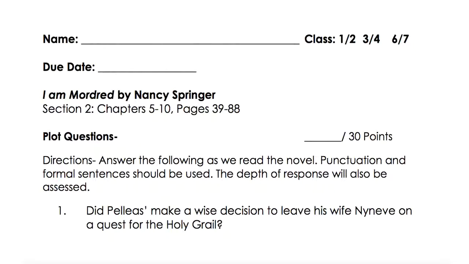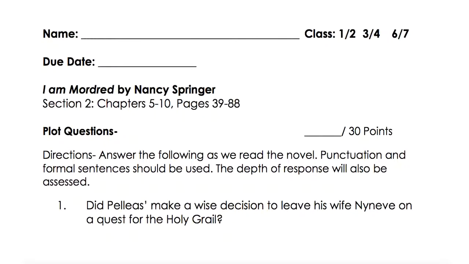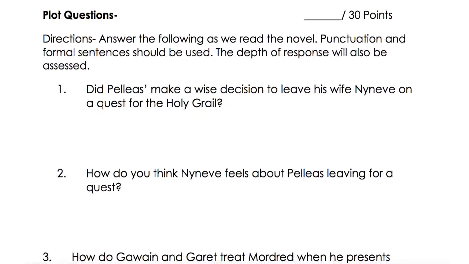Now, in this piece of our novel, we are introduced to some additional characters that will help to drive the plot of our story. In this case here, in the beginning of our plot questions, we have Peleus and Nineveh. And in this case here, Peleus leaves on a quest to find the Holy Grail. And we'll see later in the story whether or not he is successful. So Nineveh spends a lot of time with Mordred, and Mordred learns a lot from her as a character.